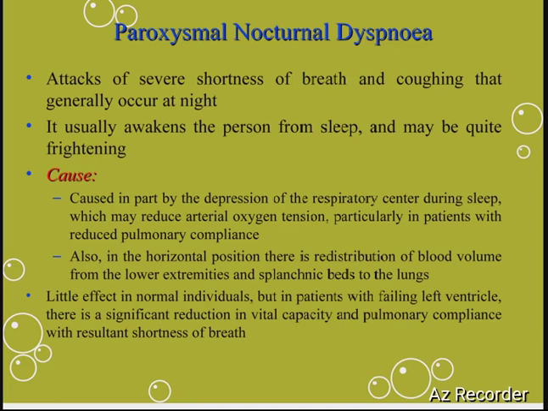This is caused in part by depression of the respiratory center during sleep, which may reduce the arterial oxygen tension, particularly in patients with reduced pulmonary compliance. Also, in the horizontal position there is redistribution of blood volume from the lower extremities and the splanchnic bed back to the lungs. There is little effect in the normal individual, but in patients with a failing left ventricle, there is a significant reduction in the vital capacity and the pulmonary compliance, with resultant shortness of breath.